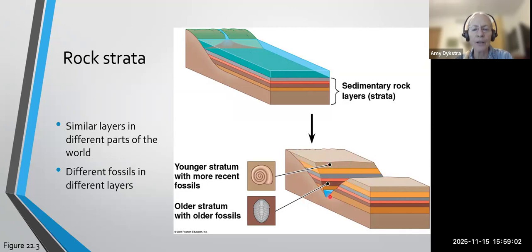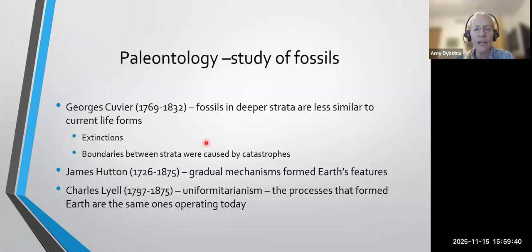And we consider the layers at the top to be younger, having been laid down at a later time. So you have to put down the lower layers before you can put the layers on top. So the deeper layers are older, and the more shallow layers, the layers that are closer to the surface, are the younger ones. And so we also think that fossils that are in deeper layers are older than fossils that are in layers closer to the surface. So the science of studying fossils is called paleontology.